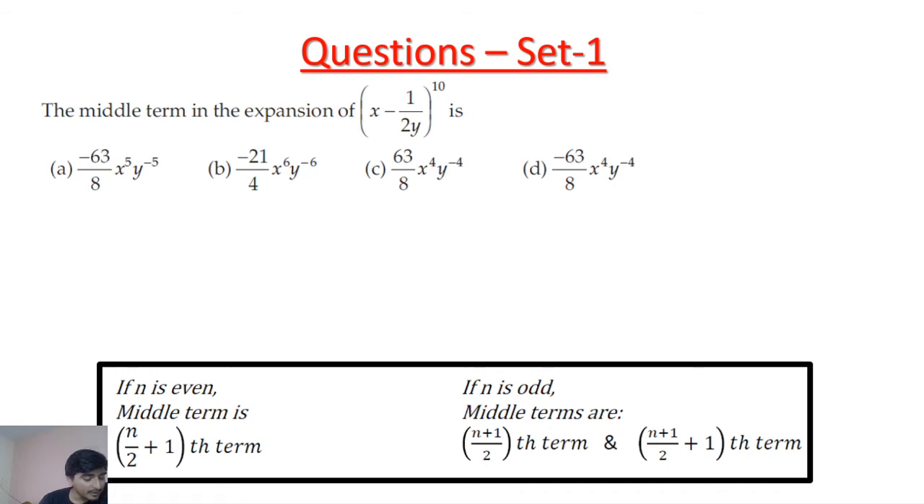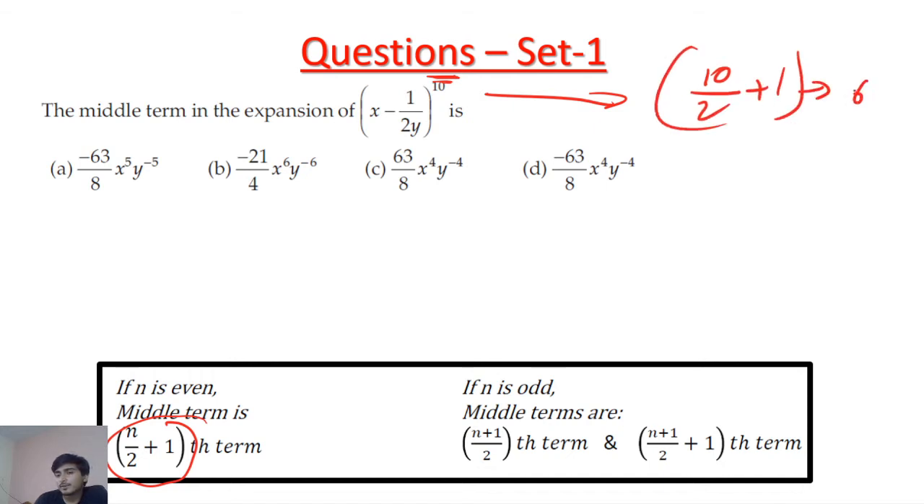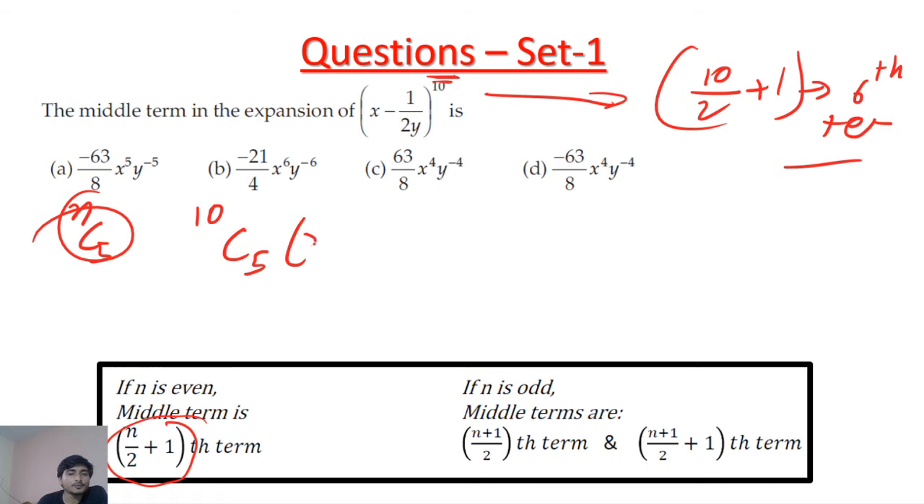How will the middle term be found? Okay, see here, whenever n is an even number, then you need to find this term; this will be your middle term. So n is how much in this case? n is 10. So 10 by 2 plus 1, that is the sixth term, will be the middle term. Is it clear? So the sixth term will be 10C5 into x to power 5 into (-1/2y) to power 5, right?